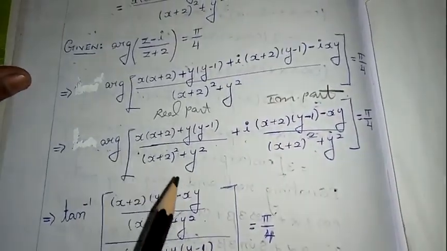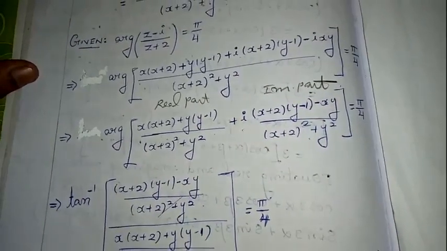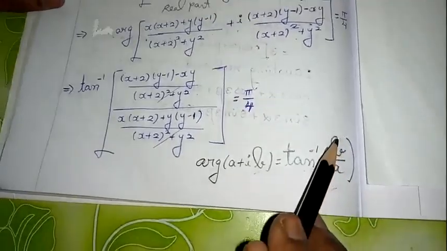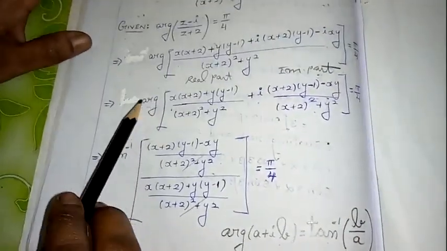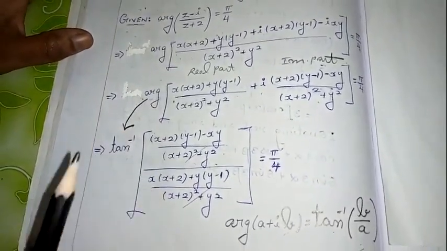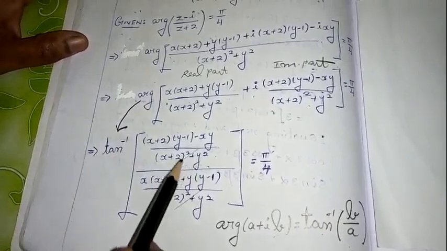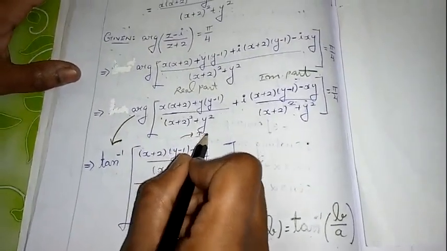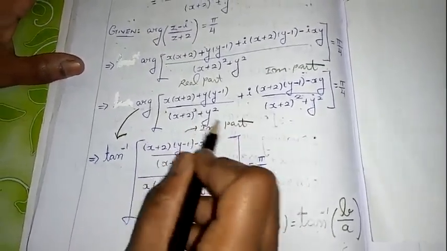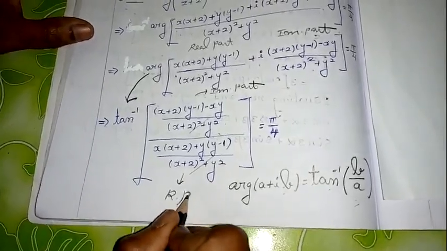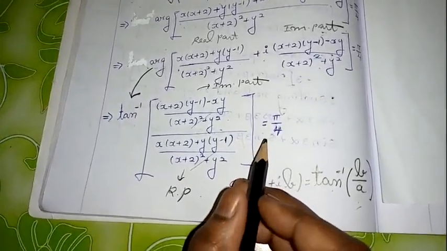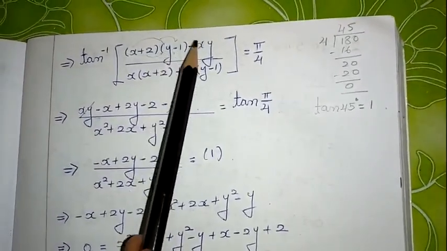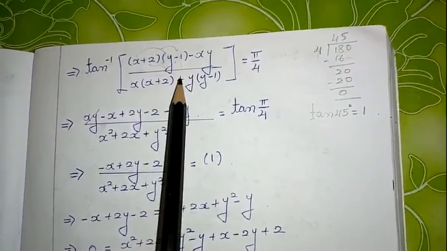Before doing the sum, just see here, argument of a plus ib, that is real part plus imaginary part, can be written as tan inverse of b by a, that is imaginary divided by real. I am converting this argument using the formula, tan inverse of imaginary part divided by real part. You have the imaginary part in fraction and similarly the real part also in the form of fraction, equal to pi by 4. So in tan inverse, the denominator part will get cancelled, only the numerator parts will be there, and you will get the value like this, equal to pi by 4.